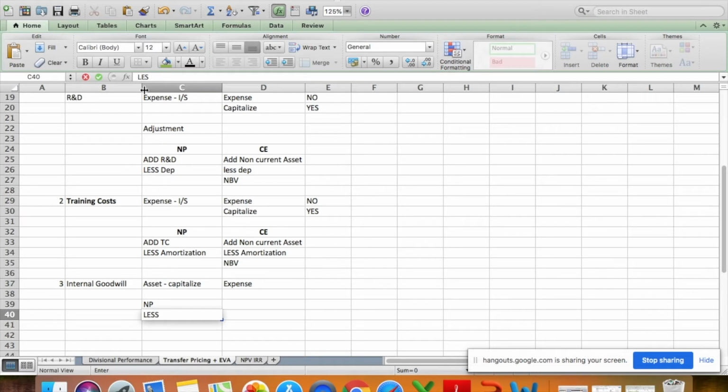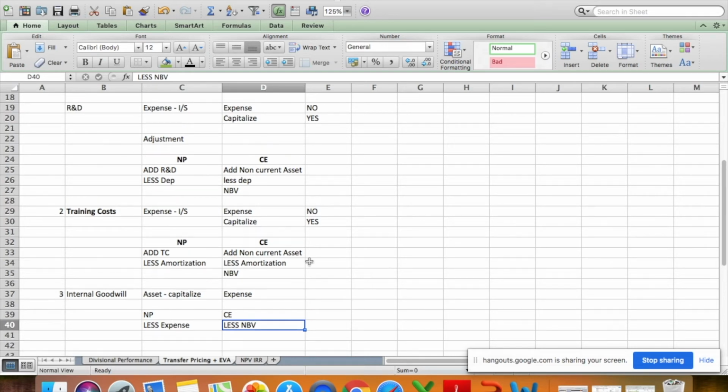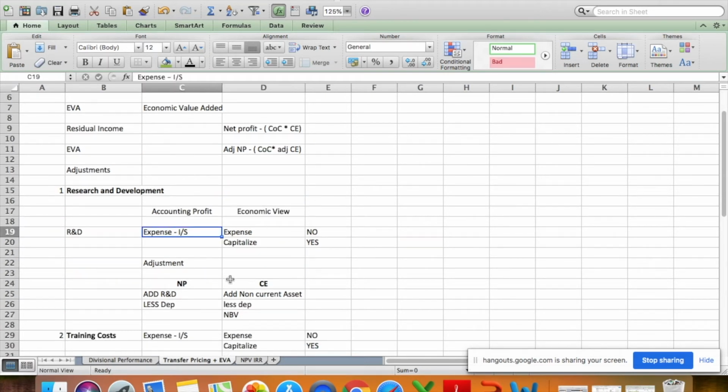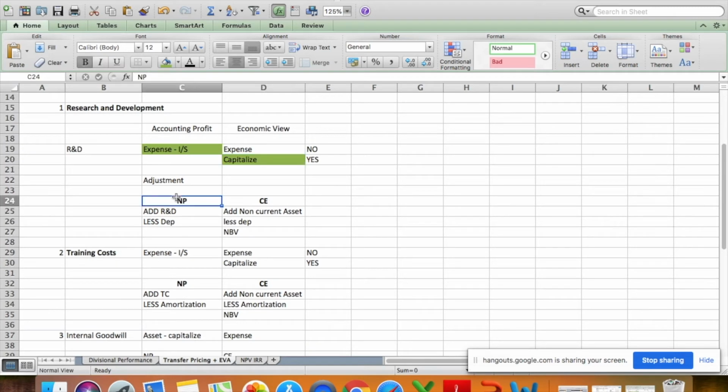So in that case, when companies think that internal goodwill should not be capitalized, it should be expensed out. Why? The reason being that internal goodwill duplicates the value of other assets, of other intangible assets, right? So in research and development, as I'm highlighting, we expensed it out, we capitalized it.